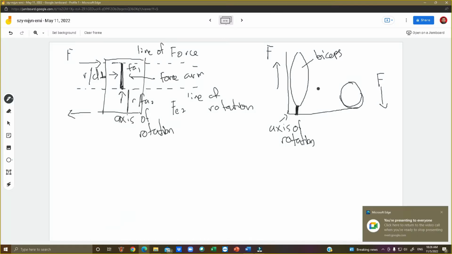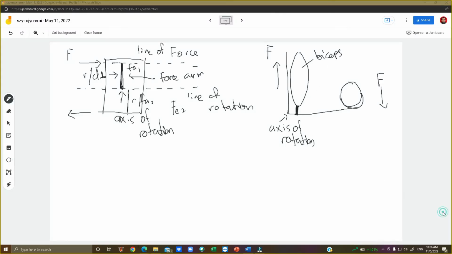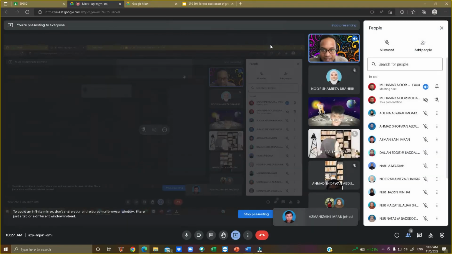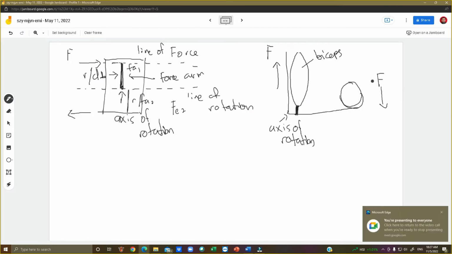Okay. Can you see this one? Sir. Yes, sir. Okay. Now I have deleted the elbow. I changed that to axis of rotation. That is your axis of rotation. Your force of bicep is moving upward and the weight itself is moving downward. Can you see the torque there? Nampak tak pergerakan yang menghasilkan torque?